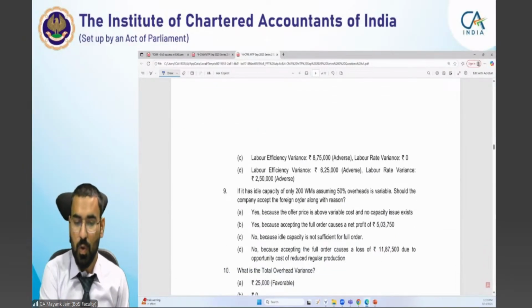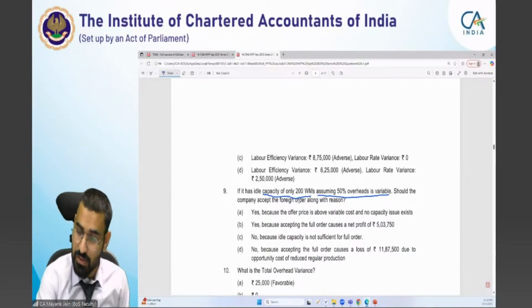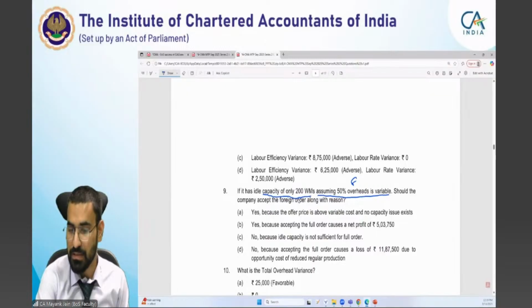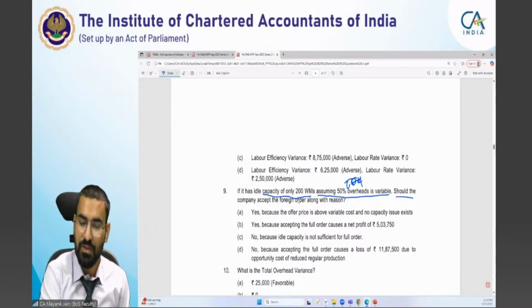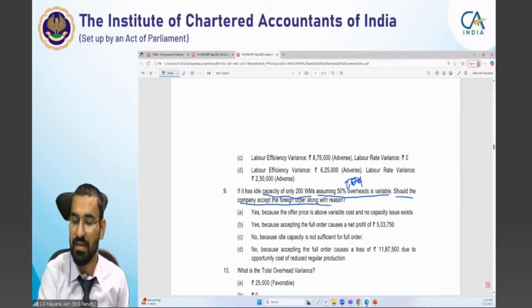Now, if it has idle capacity of only 200 washing machines, assuming 50% overhead is variable, this is talking about fixed overhead parts or the total overhead part. Should the company accept the foreign order along with the reason?